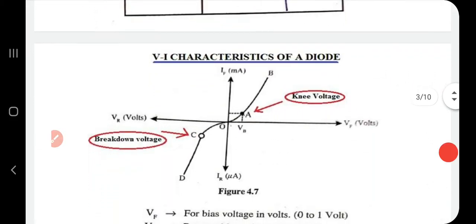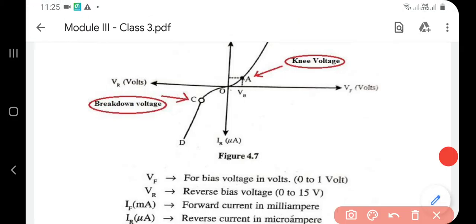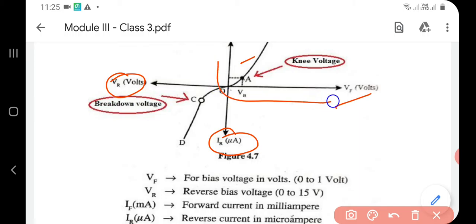This is called the VI characteristics of a diode. This graph is very important. See, bias voltage is plotted along the x-axis, and current is plotted along the y-axis. This stands for forward voltage. Here we plot forward current, and here we plot reverse current and reverse voltage. So this one stands for forward characteristics, and this one stands for reverse characteristics. So both of these combined will give you the VI characteristics of the diode.